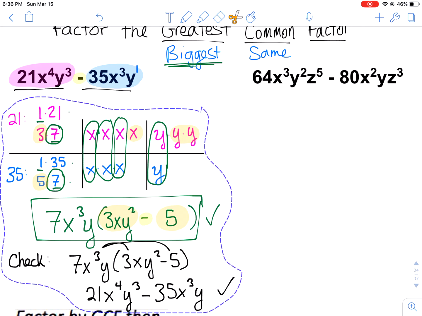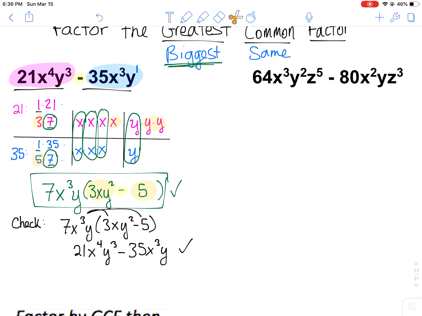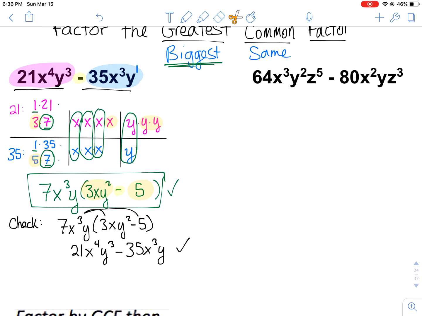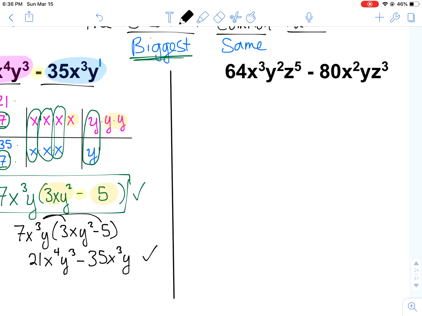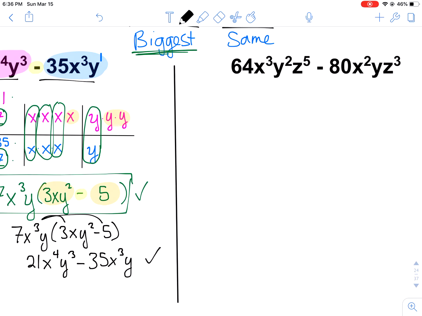Okay. I'm going to shrink this down so we have space for our next one, which is going to be a little bit extra work. That's okay. So if we look at this one, the only main difference here is that we have a z as well that we need to look at.